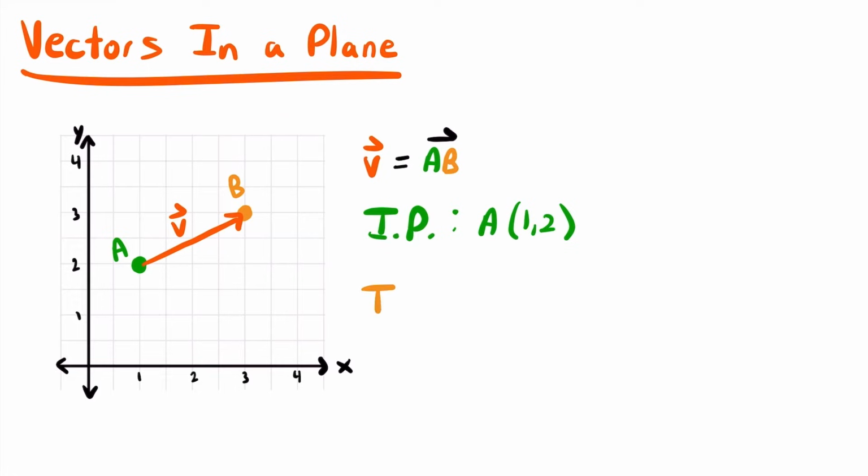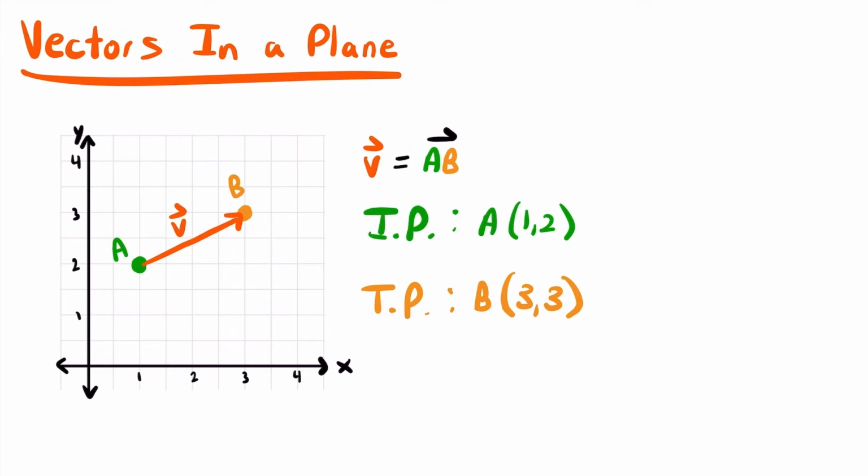All right, now for our terminal point, which I'll label with TP, that is point B, and point B is located at 3, 3, right? The x value is 3, and the y value is also 3. So our terminal point is B, which is 3, 3.